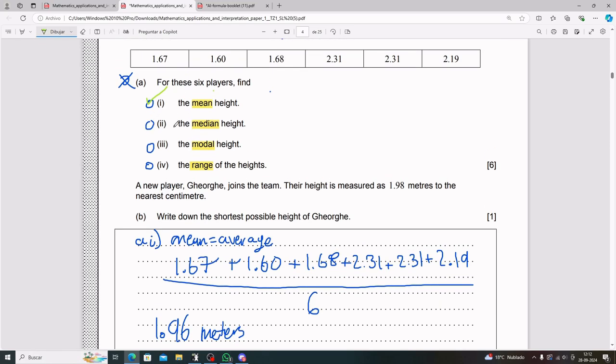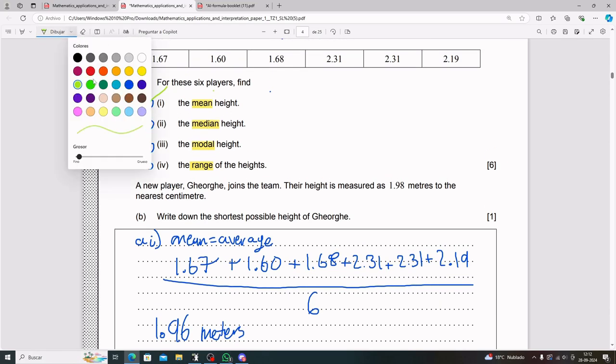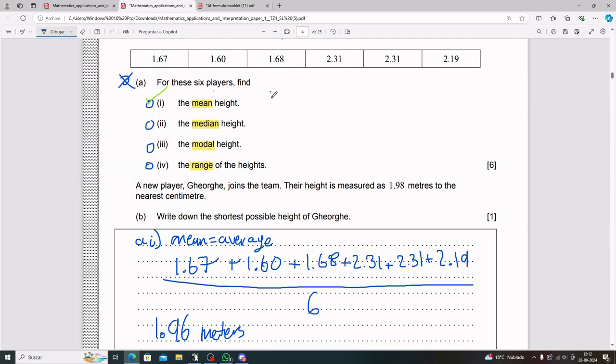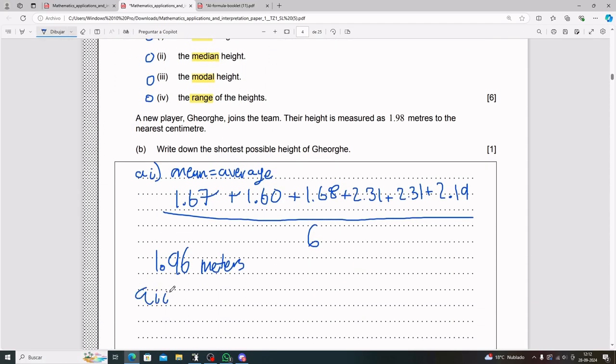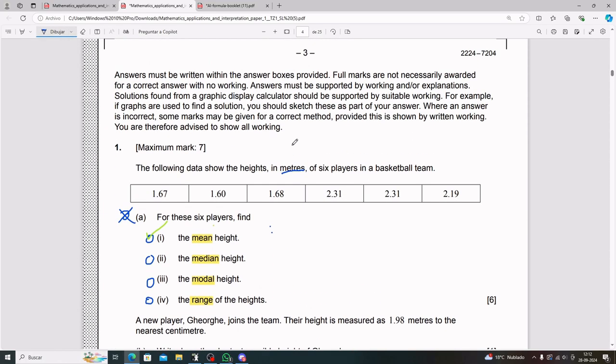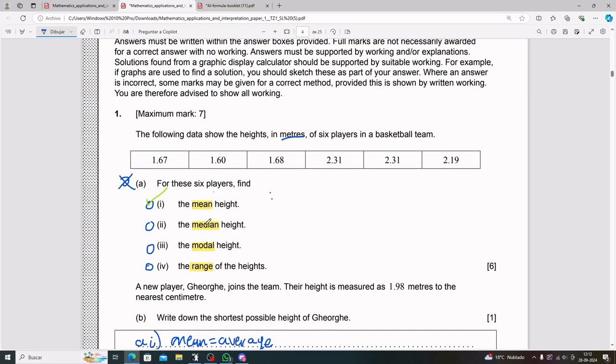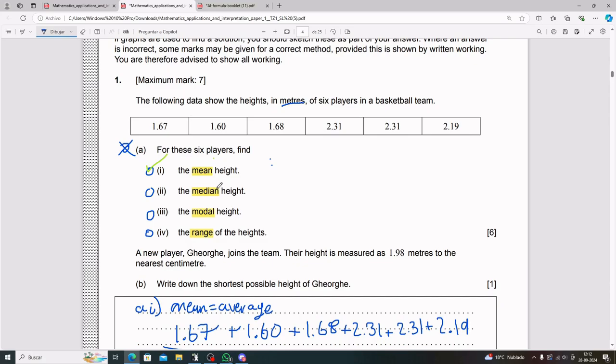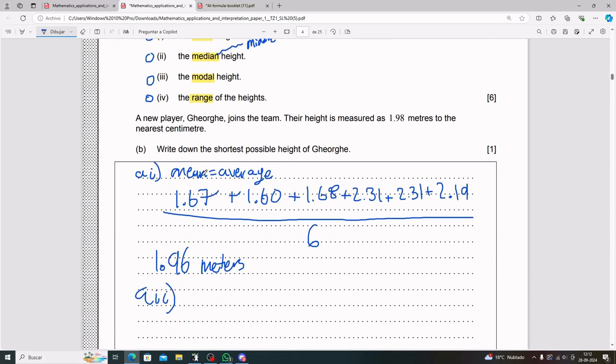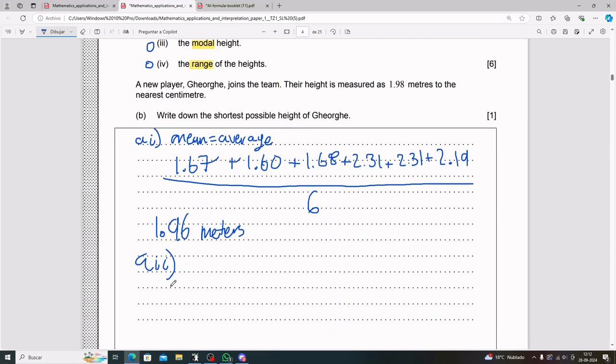For part A-ii, we have the median height. And so for the median height, this will be a little bit different. But for median, all you really need to do, or what I like to do, is that median, I can associate it to like the middle. Okay, so mean we will associate to average, median we will associate to middle. So it's the middle of my data.